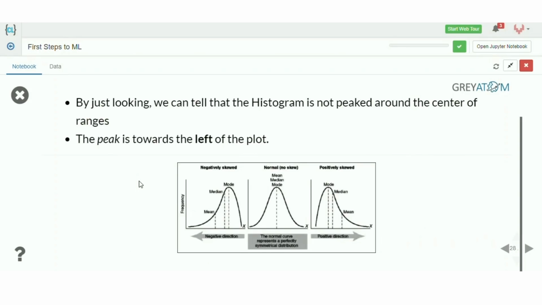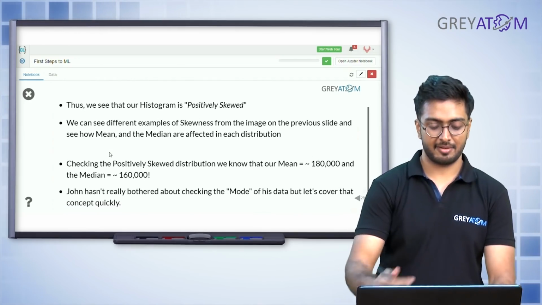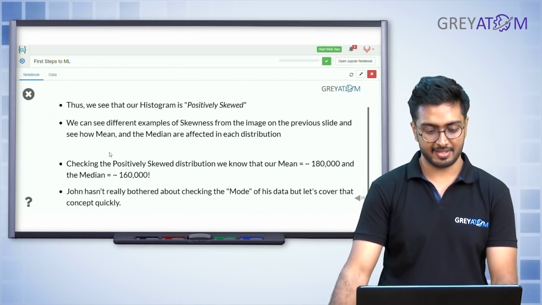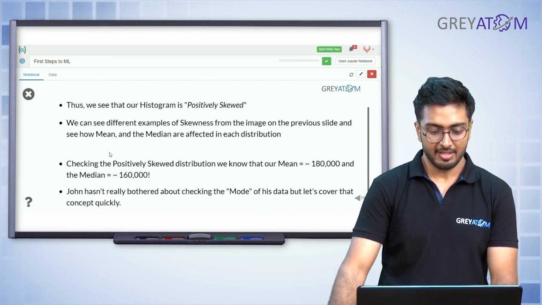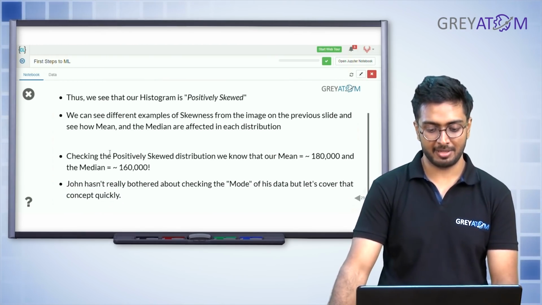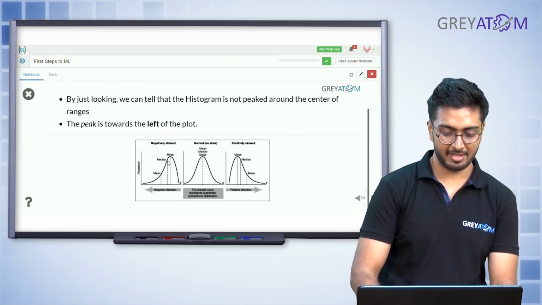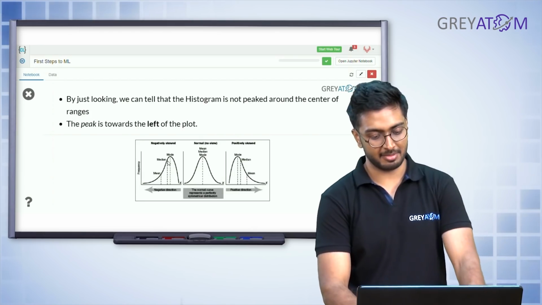Now what is positively skewed and what do mean, median, mode and all of that mean? We are going to talk about that in a while. So analyzing the histogram, we see that our histogram is positively skewed, right? Because it was peaked to the left. We can see different examples of skewness from the image and see how mean, median, mode are affected. Mean and median, at least, we understand. So let's see what happens with mean and median.